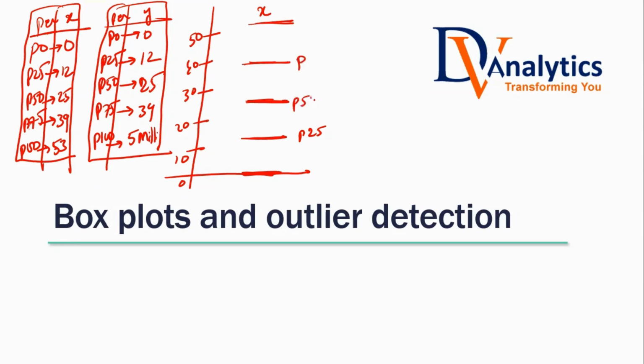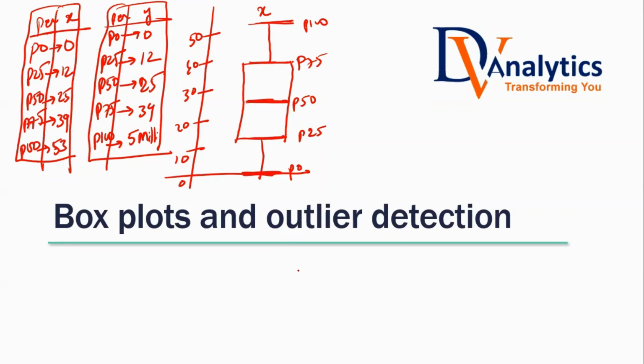This is P50, P75, P25, P100. What we need to do is join 25 and 75. And then this one. Right. This is the box plot for X. This is P0.